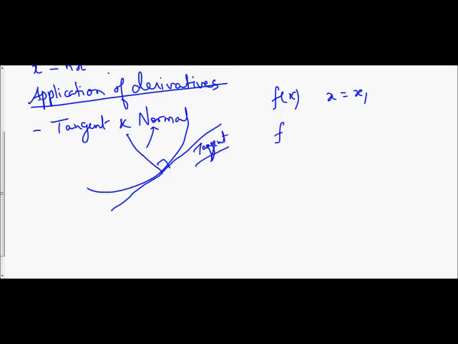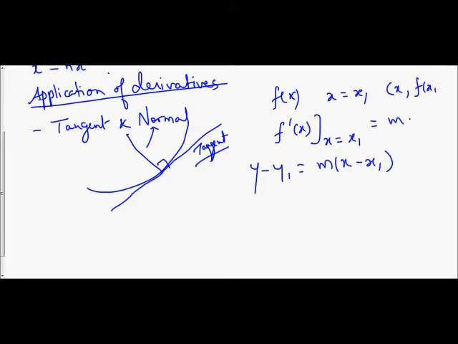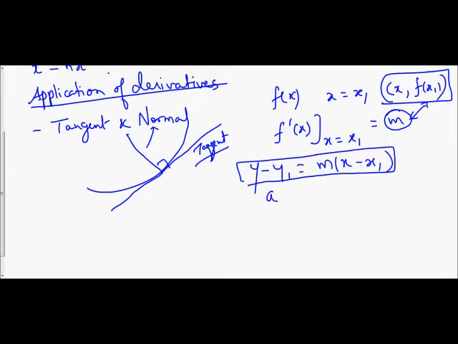The first step is to find the derivative at x is equal to x1, which gives you the slope, and then you can use this formula or any other line formula where you have x1 and f of x1. The point is there and the slope is there. So a point and a slope is given, and you know how to find the equation of a line. Once you have simplified this in the form of ax plus by plus c equal to 0, this is the norm.